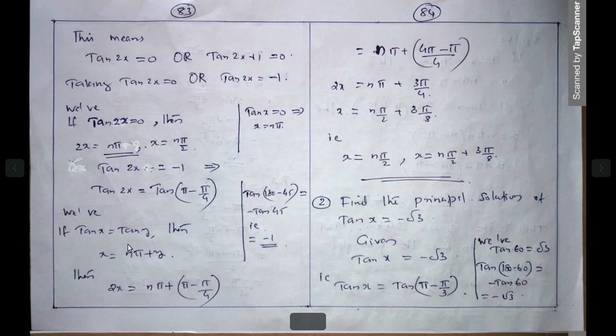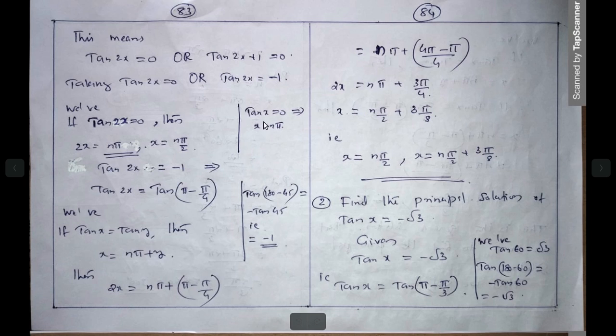That is 2x is equal to this one. So x is equal to n pi by 2 plus 3 pi by 4 by 2, which means what? 3 pi by 8. So x is equal to n pi by 2 from here, n pi by 2, and from here this answer.